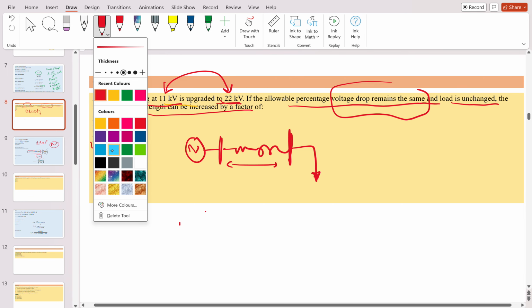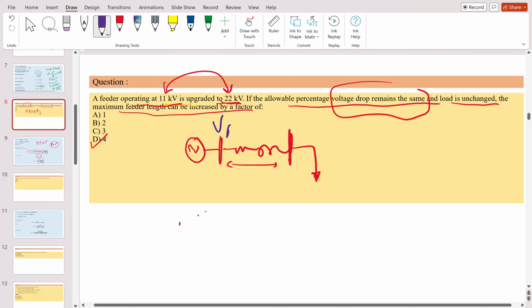So if I consider here, this is VA and this is VB. The power which is traveling from here to here, in power system terms, is VA times VB by X sine delta. Or you can say VA and VB are constant.